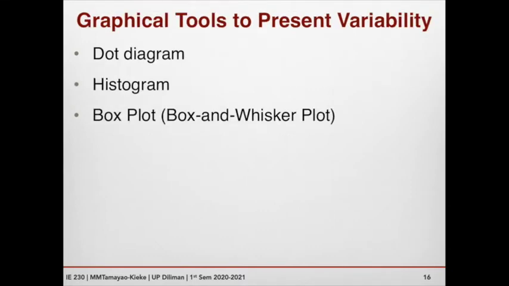There are several ways to present the variability of a random variable. Three of the most popular include the dot diagram, which we use to present the variability of tension bond strength for the two mortar formulations in the previous example. And then we have the histogram and the box plot, also known as a box and whisker plot.